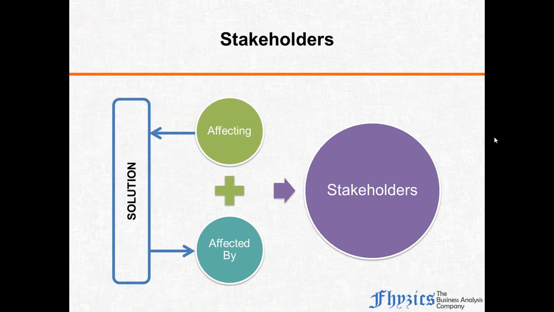In PMBOK and BABOK, we have similar meanings. Okay, it is very precise. In one book we read it is affecting and affected by, in the other book it is impacting and impacted by, meaning the same, right? So when we say stakeholders, it's made up of two groups of people. One group is capable of affecting this project, the other group is affected by the project. One is in the giving end, the other is in the receiving end. That is the reason we have the arrowheads in different directions, right?